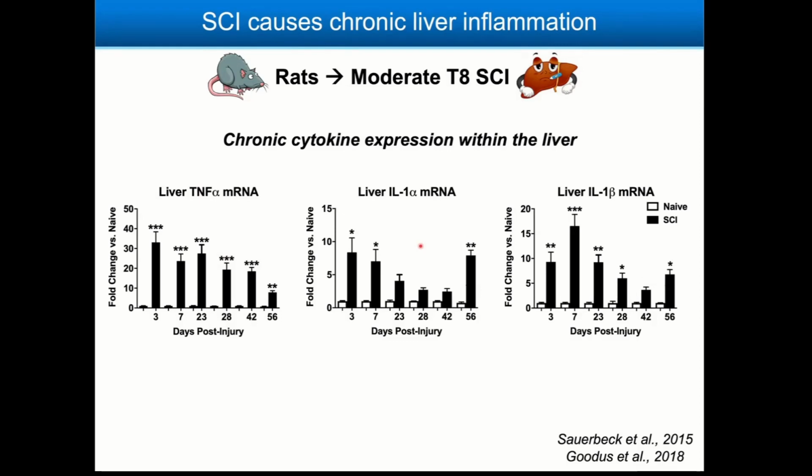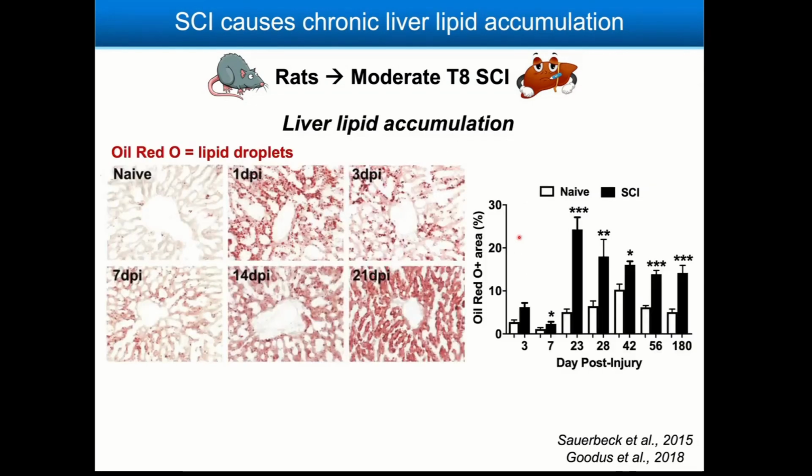Accordingly, we saw elevated cytokines within the livers. If we did PCR for pro-inflammatory cytokines, you can see TNF is up early and is maintained. Here we looked out to 8 weeks post-injury. Same with IL-1 alpha and IL-1 beta. So these cytokines are also significantly increased, showing that the livers really do maintain a high level of inflammation after spinal cord injury. We looked also at lipid accumulation.